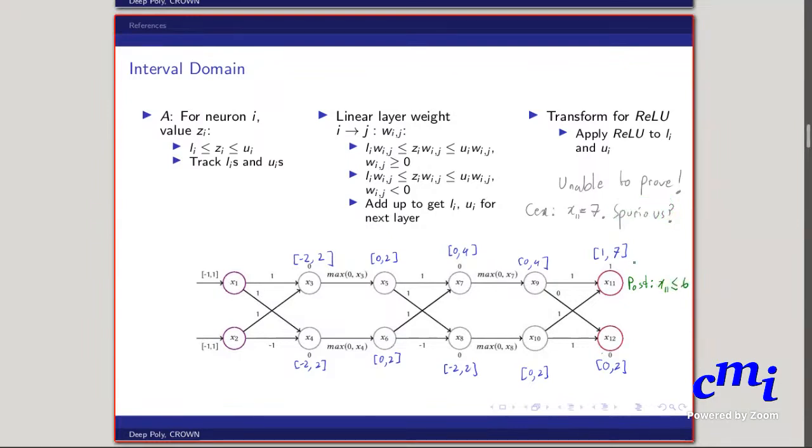And so, we don't have a proof, but what we have is a counter example. We don't know whether that is an actual counter example or a spurious counter example. So that is the question that I'm asking. The counter example being value of x11 is 7. So is this a spurious counter example? In other words, is it actually possible for this particular network to produce the value 7 at x11?